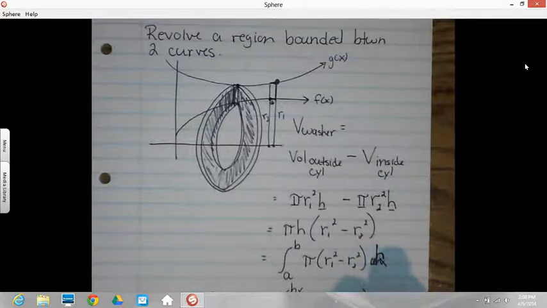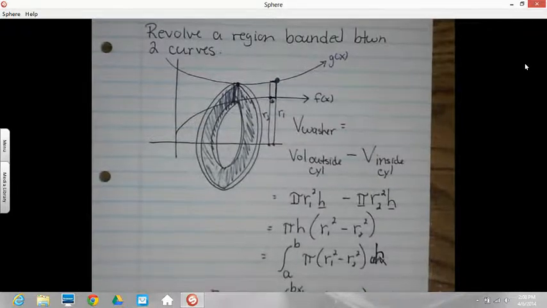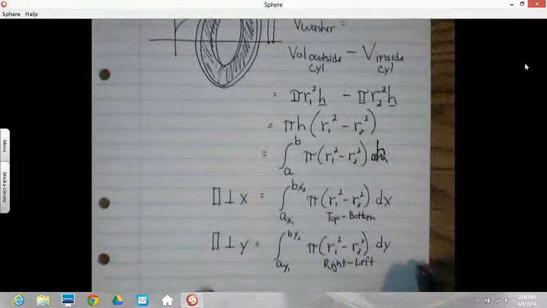If your rectangles are perpendicular to the y-axis, we're going to have a to b, but they're going to be y values, y1 and y2, pi times R1 squared minus R2 squared. This will be right minus left. And I'll have a dy on the end. Oops, sorry for all that. Oh, look at that. Sorry. I'll let you catch back up.